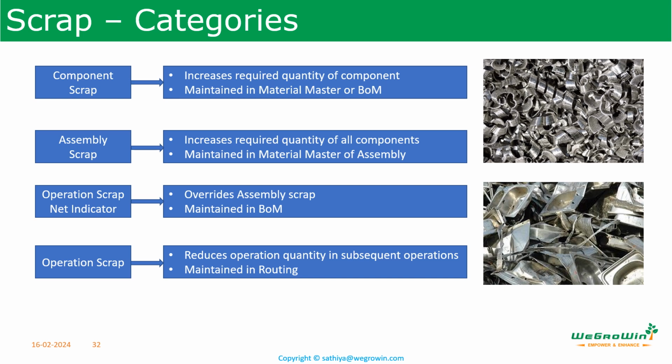Both these things are defined in the material master, and the component scrap can be defined in the bill of material also. And then we have the operation scrap net indicator. This overrides the assembly scrap which is defined in the bill of material, same concept. Then there is the operation scrap, which will reduce the operation quantity in the subsequent operations. For example, I produce something now, but in the next process I will get only a lesser quantity. That is maintained in the routing, this operation scrap.